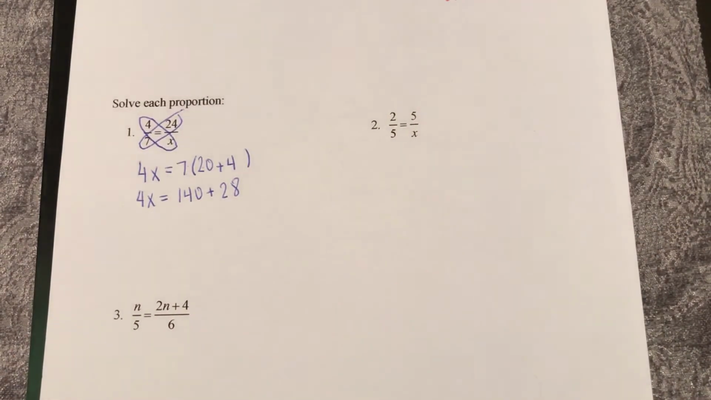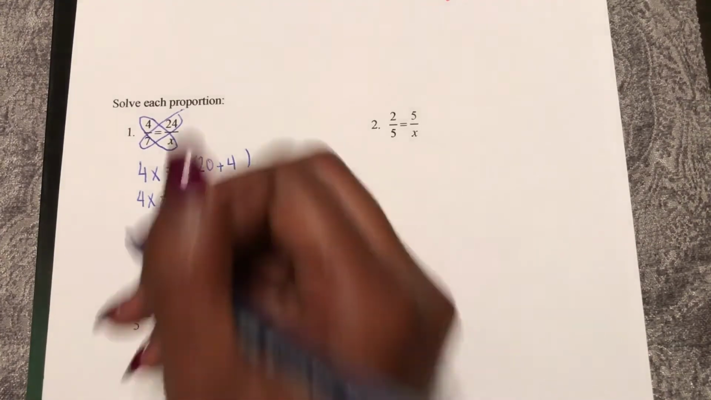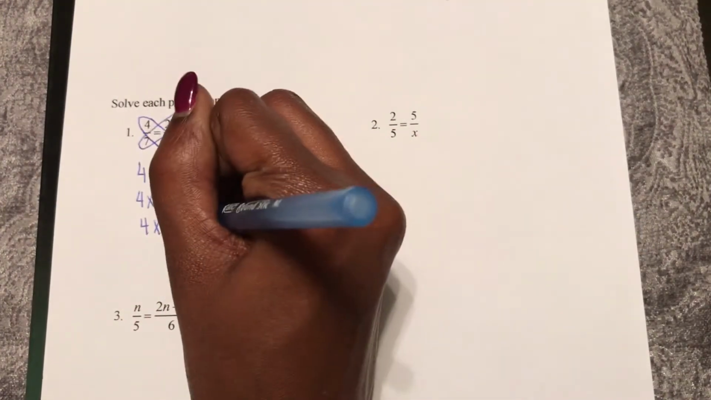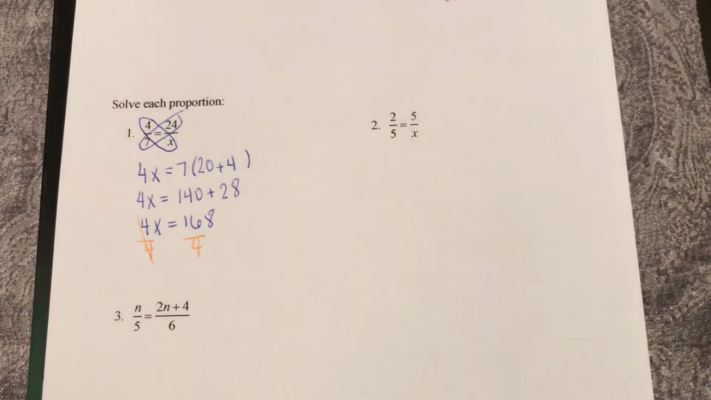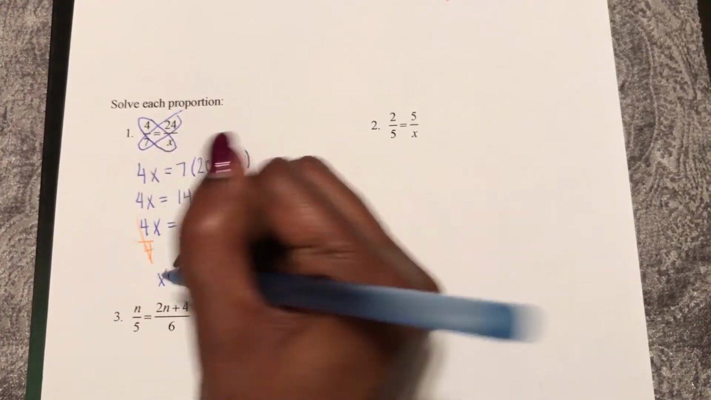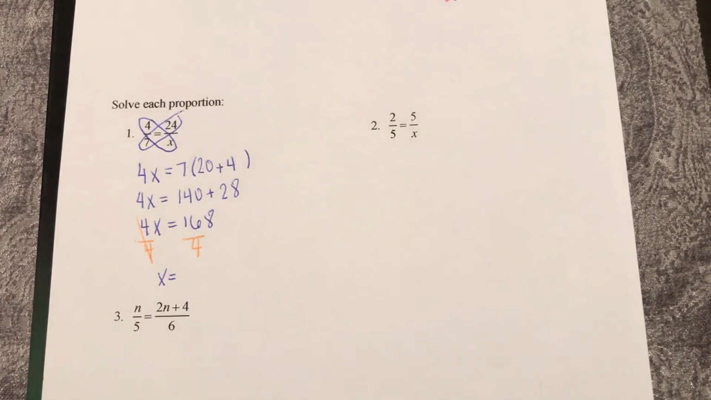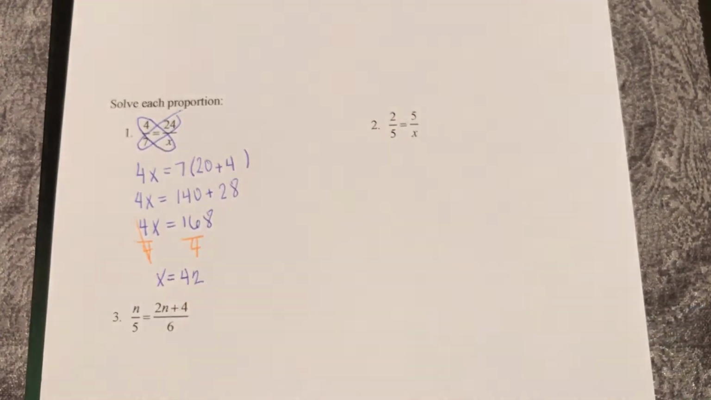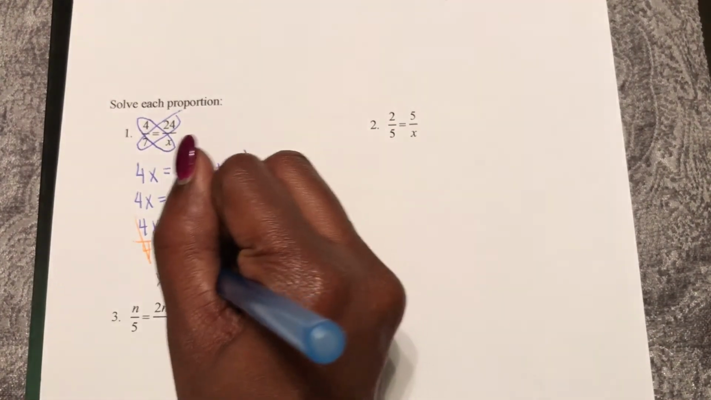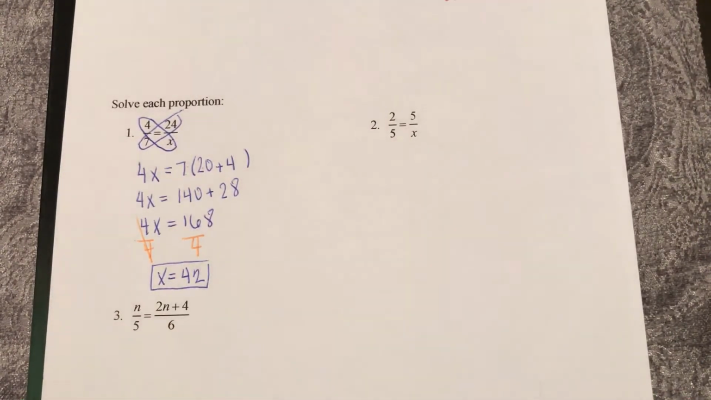Remember this extension of the distributive property, it can help us multiply larger numbers. So I have 4x equals 168. And so now to isolate x, I can divide each side by 4, canceling that. So let's see, 168 divided by 4 is 42. So that was a little bit of a review of the distributive property.